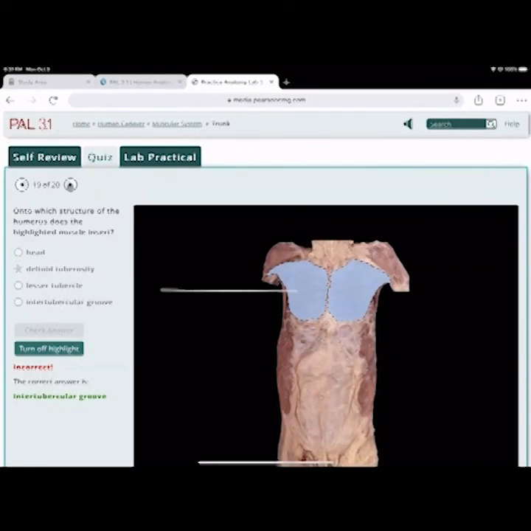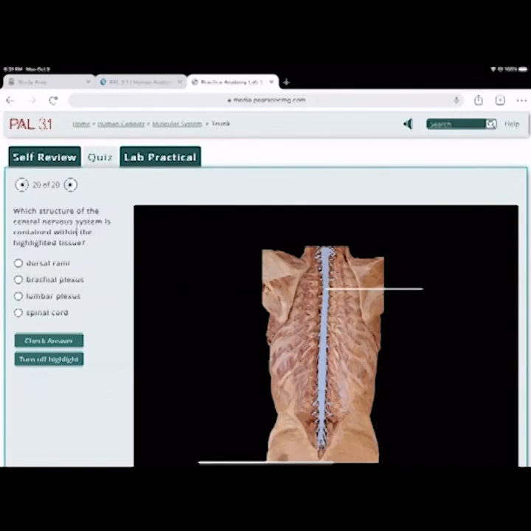And one more question. Which structure of the central nervous system is contained within the highlighted tissue? Spinal cord. First of all, what's the highlighted tissue? What is it highlighting? What's the outer layer of the spinal cord, the thick layer? Dura mater. Dura mater, okay? And what's inside of it would be the spinal cord. Perfect, correct.